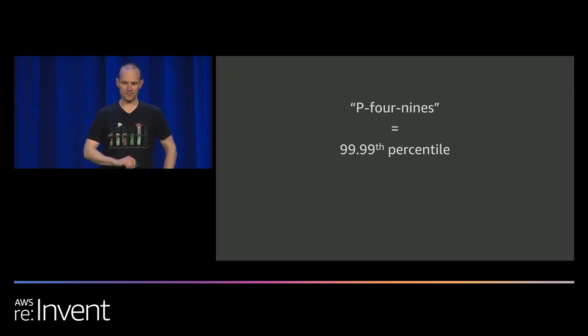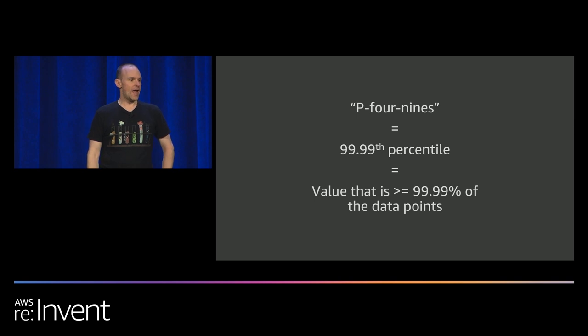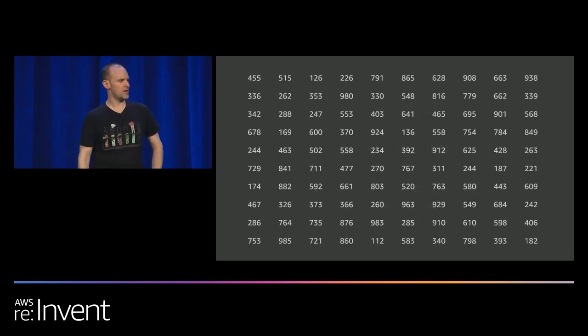But what the heck does that mean? It's the value that is greater than or equal to 99.99% of the data points. So only 1 in 10,000 data points is bigger than this. It's pretty hard to visualize 10,000 numbers, but here's 100 numbers.